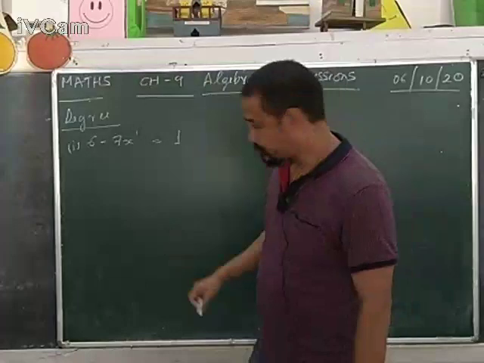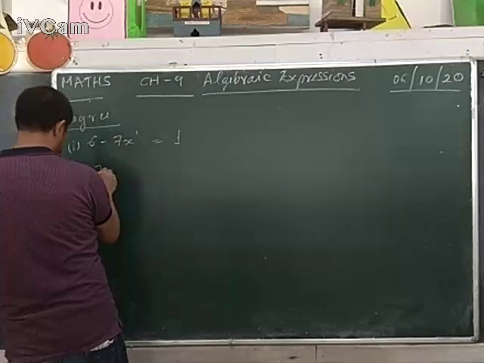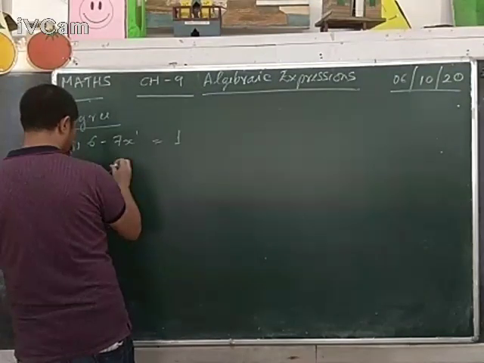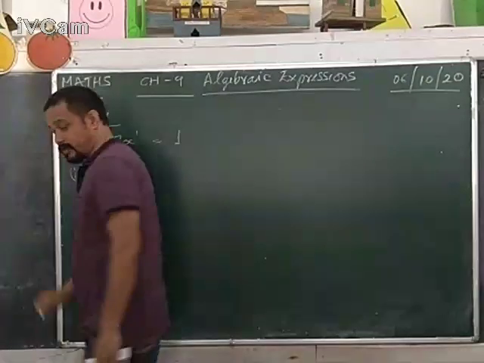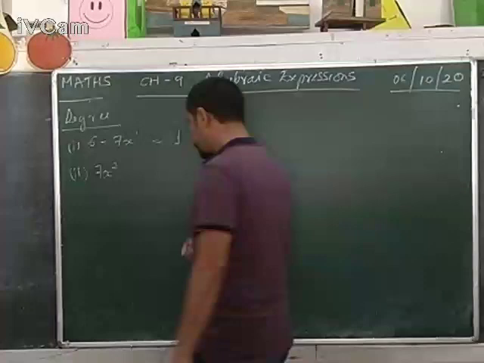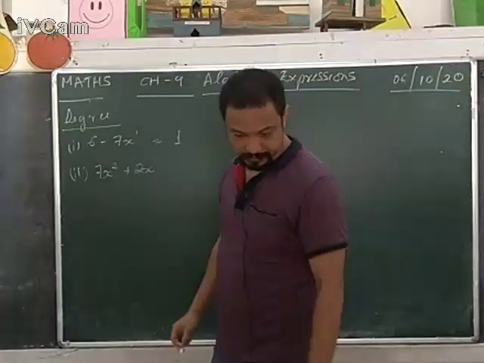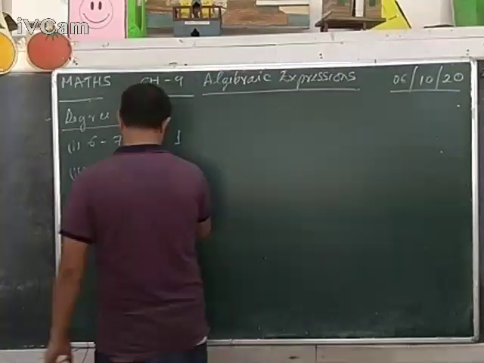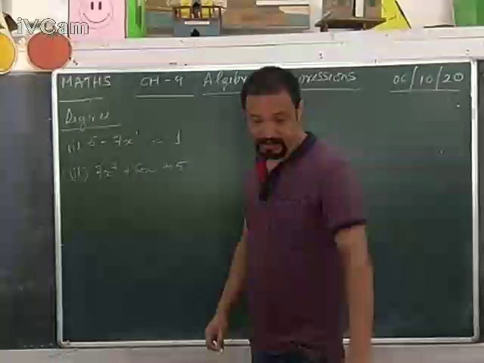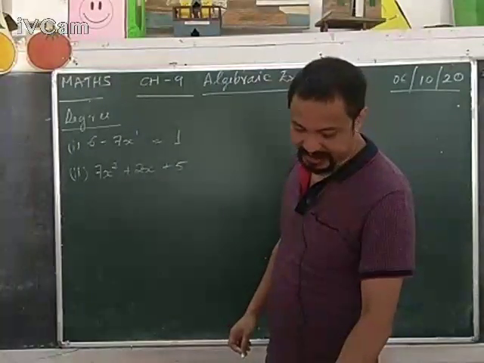Okay, let's go to number 2. This will make it a little bit clearer for you. Children, why am I doing examples from the book? It is so that you can refer to the book and go through my video. It makes it clear. 7x squared plus 2x plus 5. What does the book say? It is a polynomial in x of degree 2.